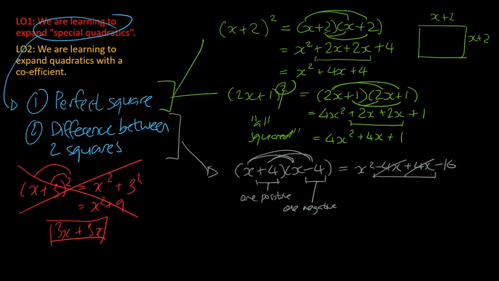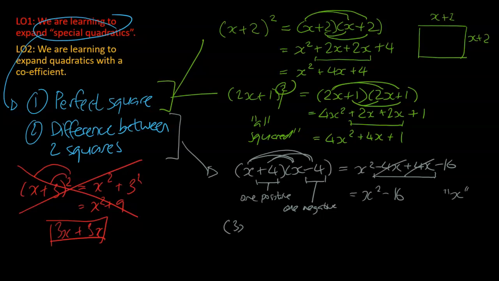They're actually going to cancel each other out. So that's going to become x squared minus 16. So this quadratic is unique because we're going to lose that x portion, or that middle portion, once we simplify our answer. So let's have a look at a more complicated version.